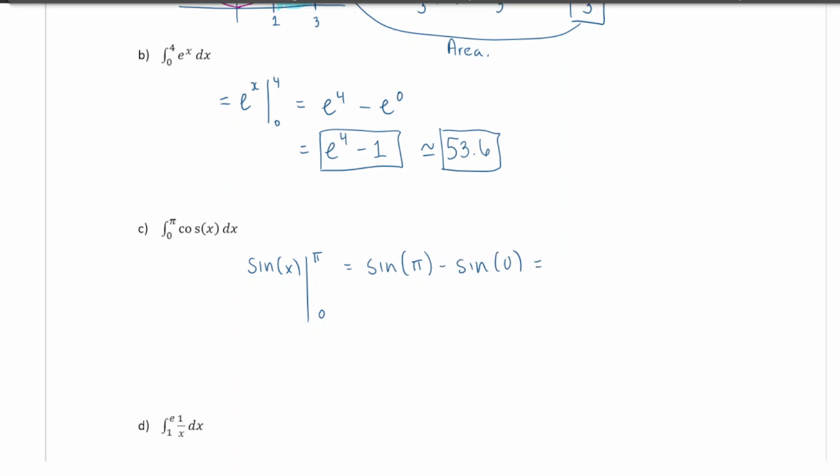Sine of pi, of course, is 0. Sine of 0 is also 0, so the area is 0. And you might ask, oh, how can that be? How can the area under a curve be 0? And that's because of symmetry. So I'm going to draw this function sine x. Right, looks like this.